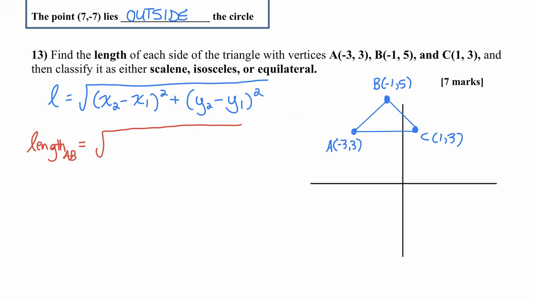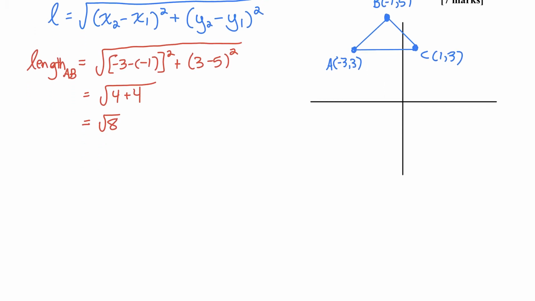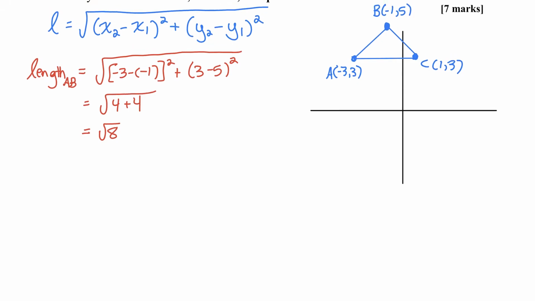The length formula tells me to find the difference in the x values, square it, the difference in the y values, square it, and then add those results. So I'll start with the difference in the x coordinates, negative 3 minus negative 1, plus the difference in the y coordinates, 3 minus 5. Negative 3 minus negative 1 is negative 2, and then when I square that, I get 4. 3 minus 5 is negative 2, square it, I get 4 again. So the length of AB is the square root of 8.